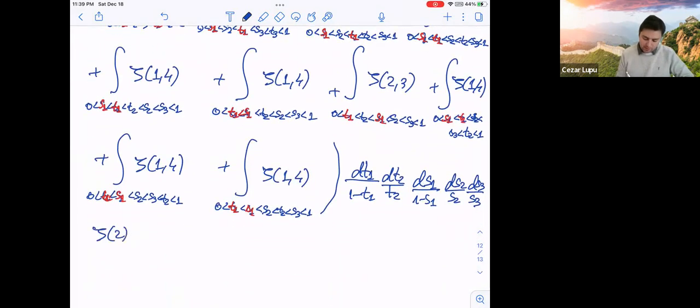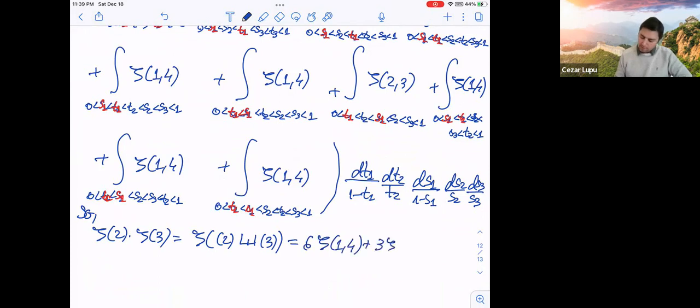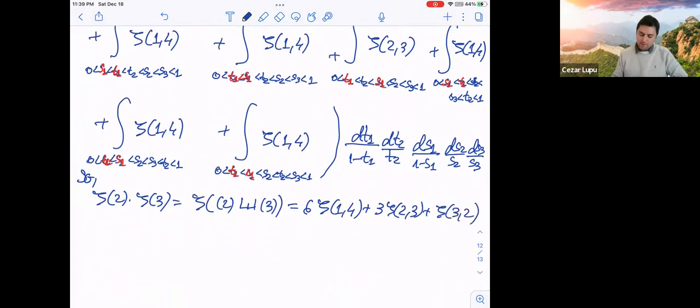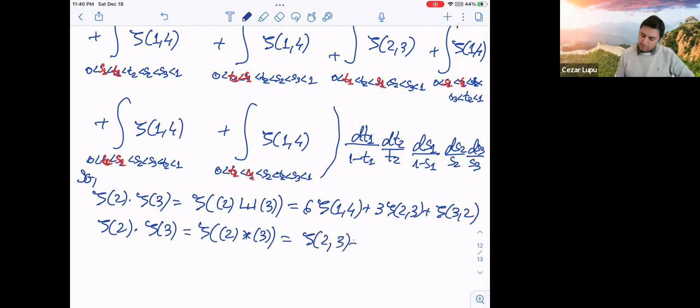So zeta of two times zeta of three, which is zeta of two shuffle three. This would give us six zeta of 1,4 plus three zeta of 2,3 plus double zeta of 3,2. All right. But on the other hand, we also have from the shuffle, zeta of two shuffle three. This is zeta of 2,3 plus zeta of 3,2 plus zeta of five.